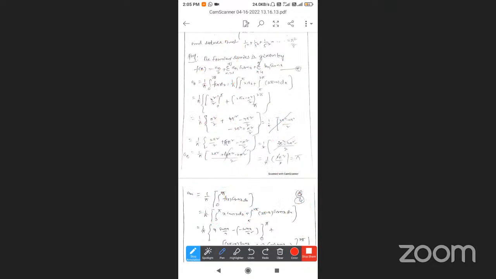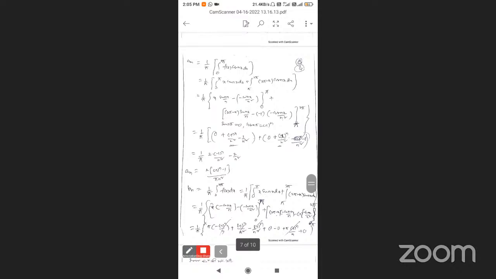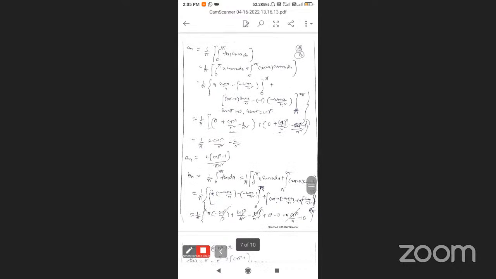We get a result, then simplify that. Now a naught is equal to 1 by pi into x square by 2 from 0 to pi plus 2 pi x minus x square by 2, and the limits are changing. We have to simplify. The value of a naught is pi. So next we can find the an value.